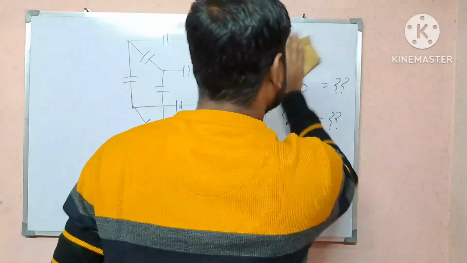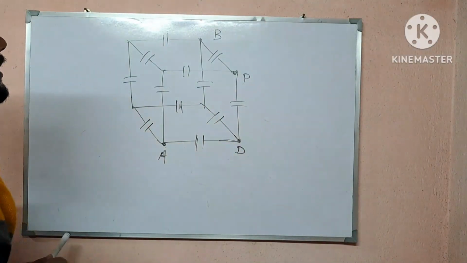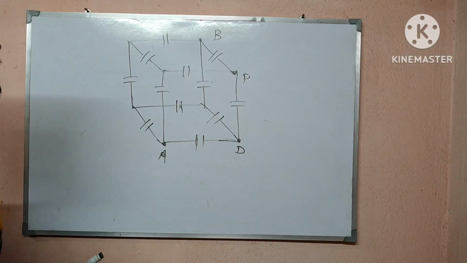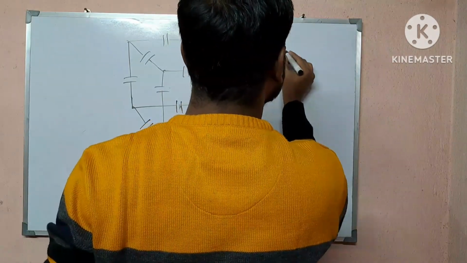Let's see what you learn. So we'll find the equivalent capacitance between the points A and B. That point is A.